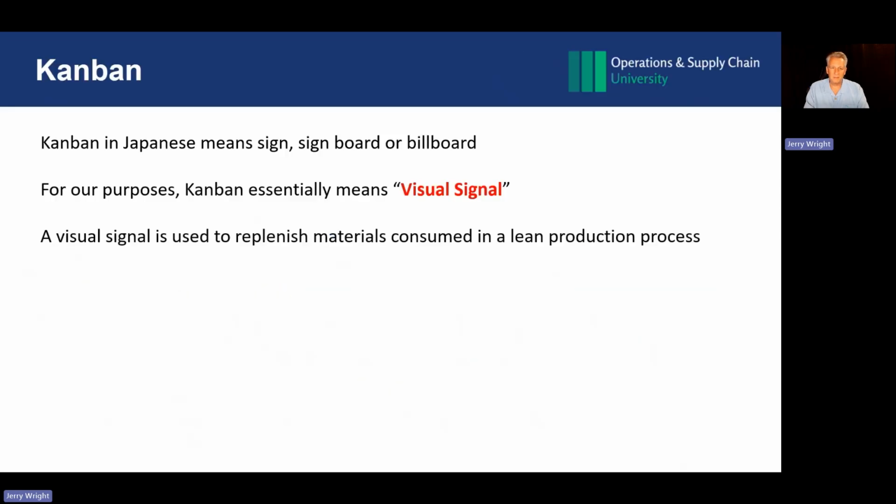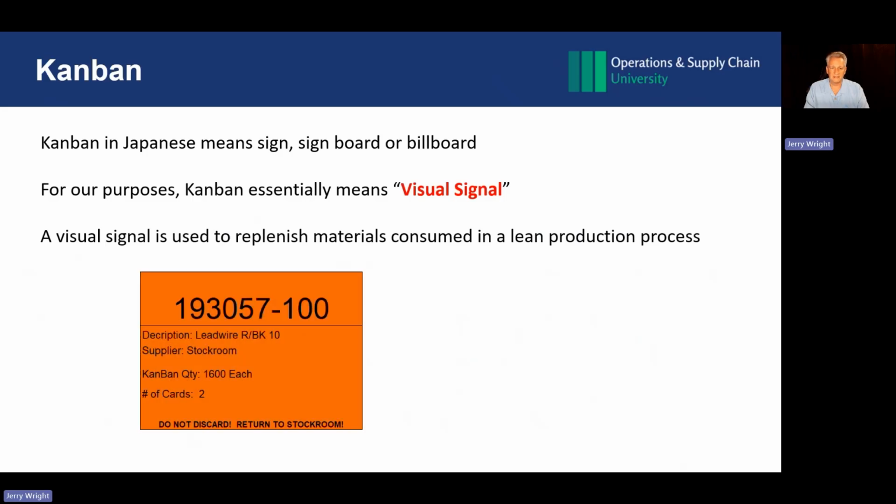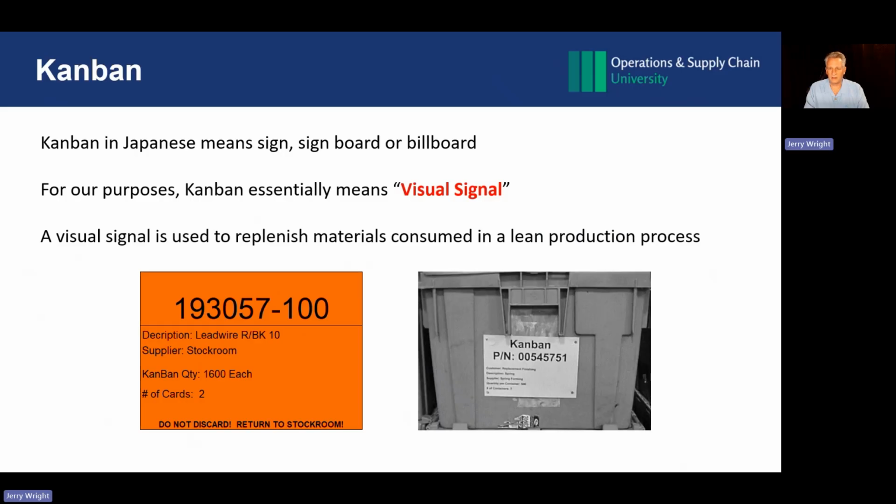So Kanban in Japanese means sign, signboard, or billboard. But for our purposes, Kanban essentially means visual signal. A visual signal is used to replenish materials consumed in a lean production process. Here's an example of a Kanban card. Here's a Kanban bin, so the card's actually attached to the bin.